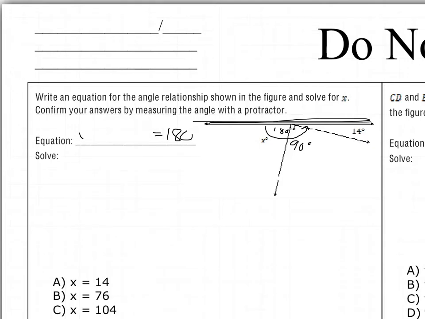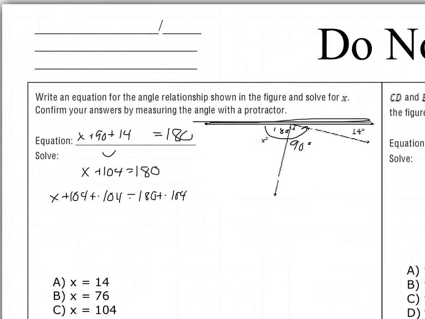So I have x plus 90 plus 14 is equal to 180. Using the solving, I'm going to go ahead and combine like terms. X plus 104 is equal to 180. X plus 104 plus negative 104 is equal to 180 plus negative 104. And that gives me x is equal to 76. That's answer choice B.